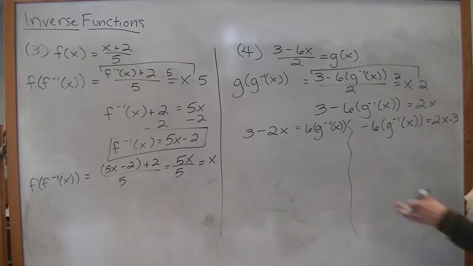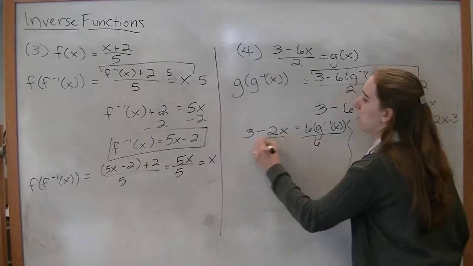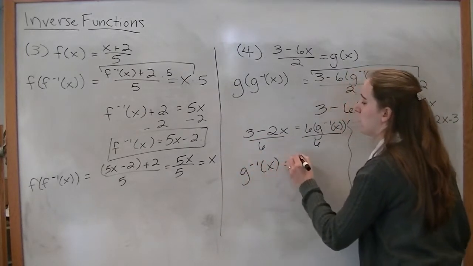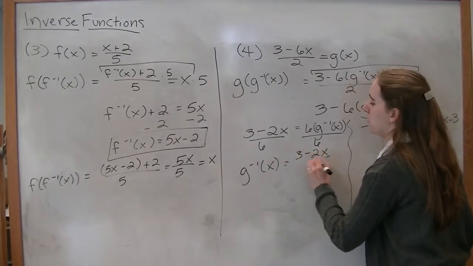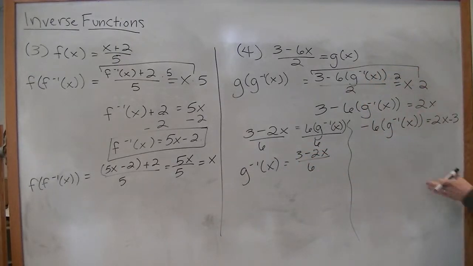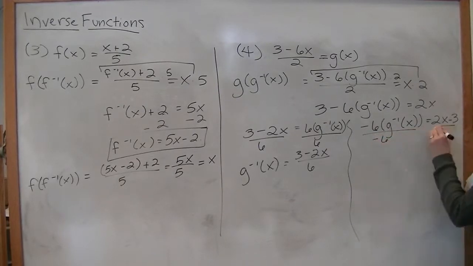So now, if I'm just going to go down and finish solving this one, I can just divide both sides by 6. And I'll get my answer. So I get 3 minus 2x all divided by 6. There's my g inverse. Now on this side, I need to divide by negative 6.